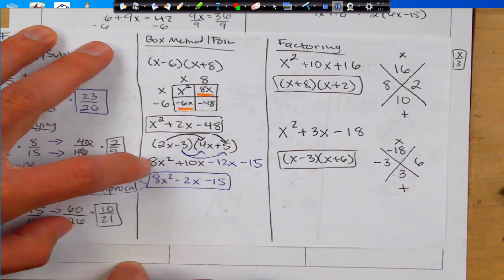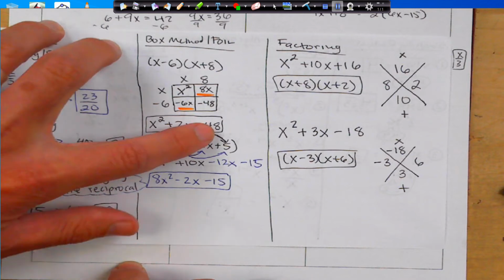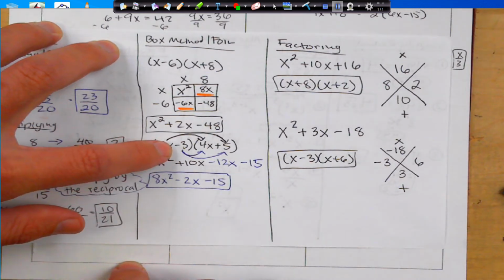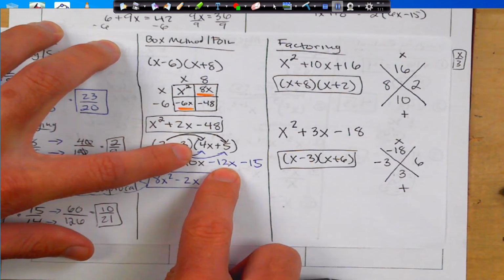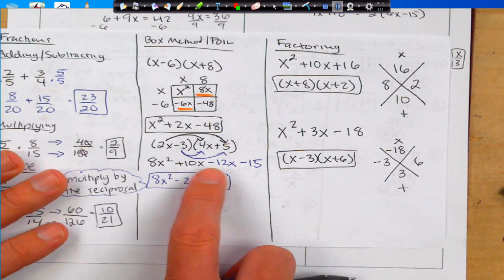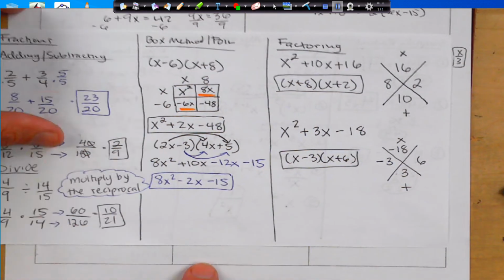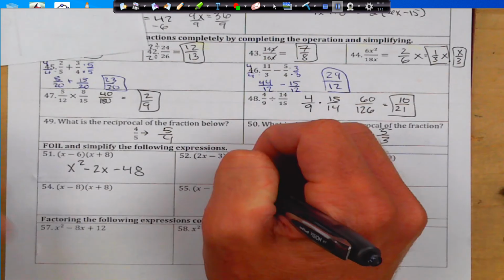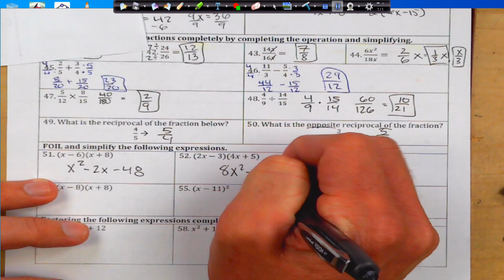2x times 4x is 8x squared. 2x times 5 is 10x. And then we go negative 3 times 4 is negative 12x. Negative 3 times 5 is negative 15. Combine like terms, we get 8x squared minus 2x minus 15.